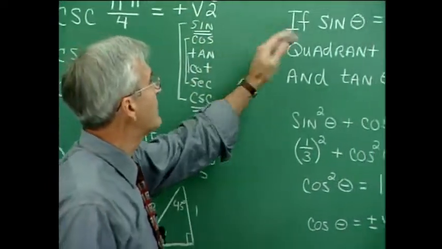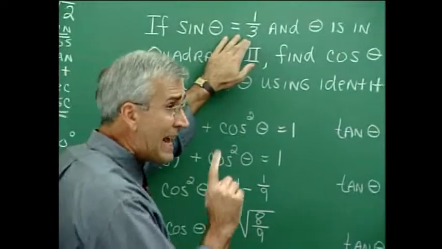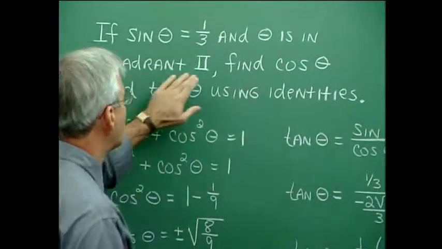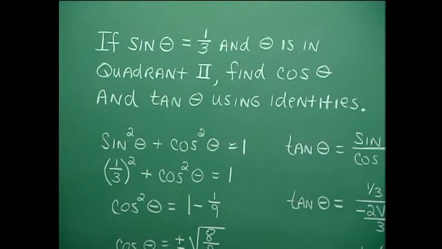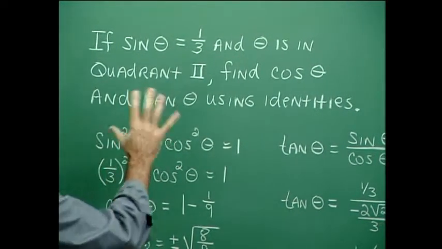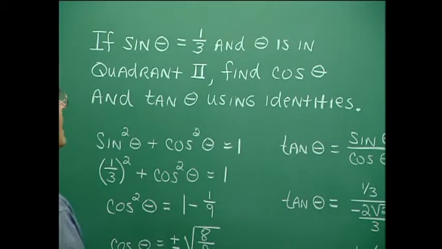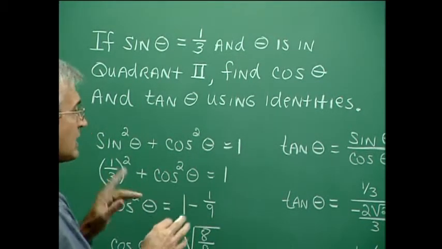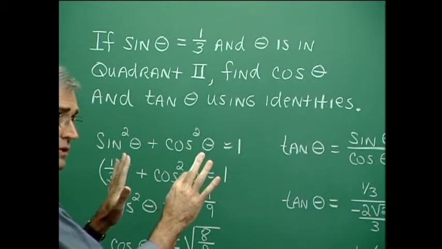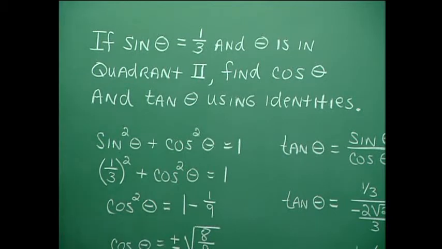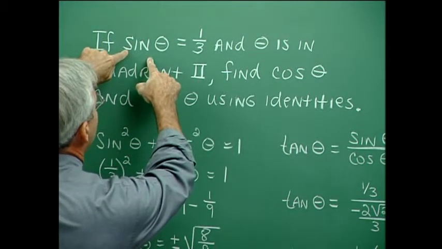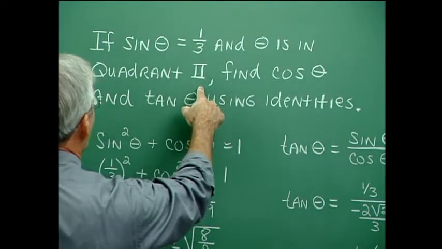This one says that if sine theta is 1/3 and theta is in quadrant 2, find cosine theta and tangent theta using identities. Now, we used identities in a similar way in a previous problem. But with that problem, we were confined to the first quadrant, so all the signs were positive. Now we're in quadrant 2, and we have that to consider as an extra bit of information in this problem. All right, so let's see. The sine of theta is 1/3. Theta is in quadrant 2.